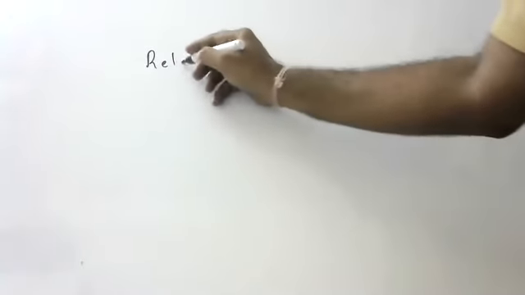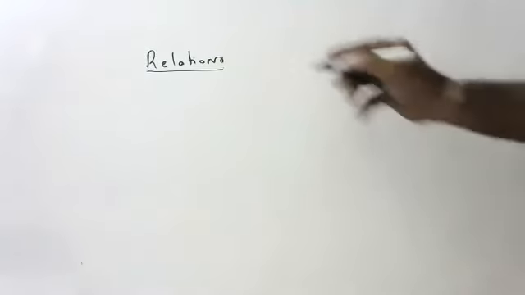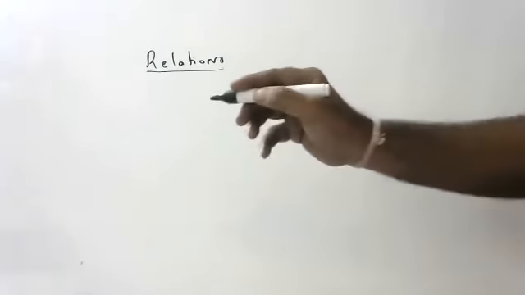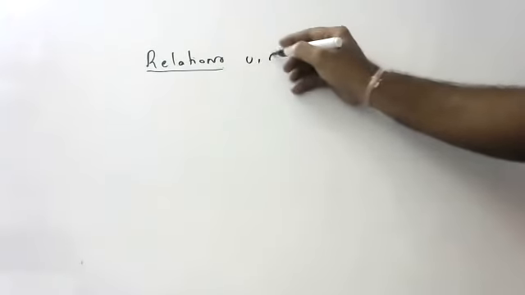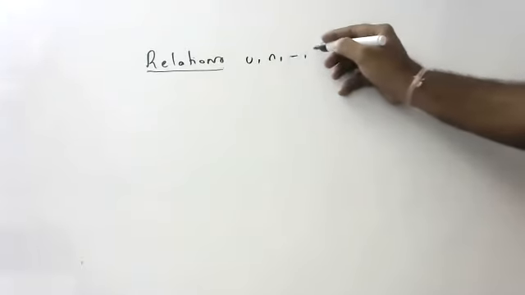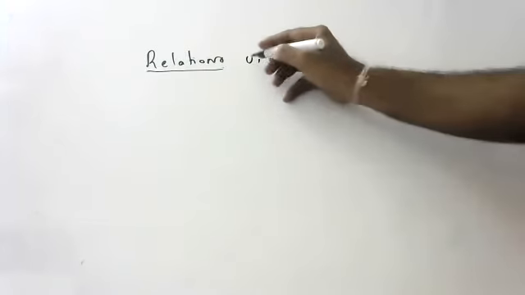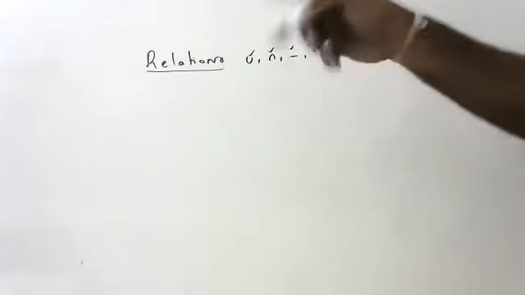Hello, all of you. So children, coming to the relations lesson. Children, we have completed sets. What are the topics we have completed in sets? We have studied various topics like union, intersection, A minus B, B minus A, complement, subsets, power sets. So many things we have studied in the sets lesson.